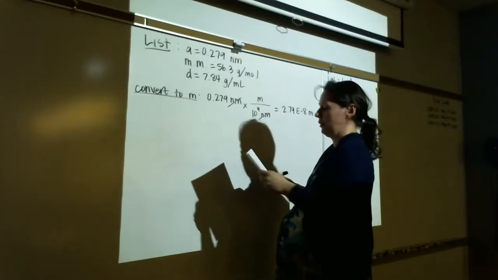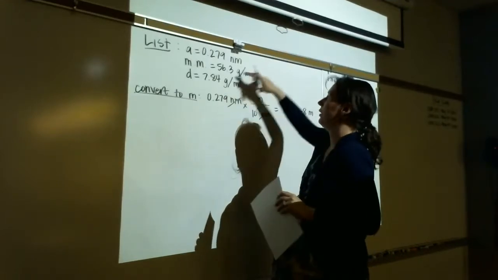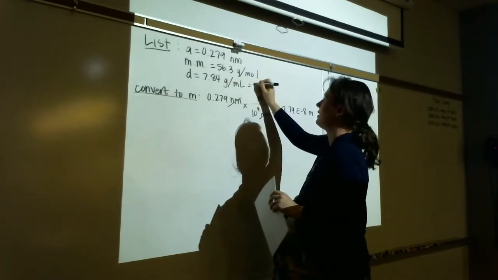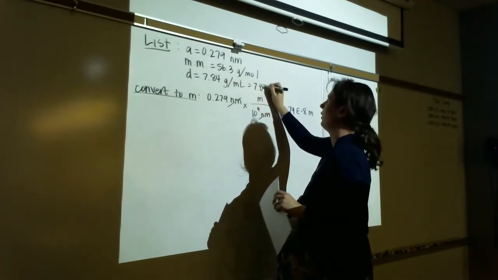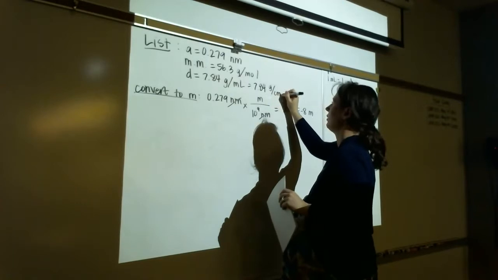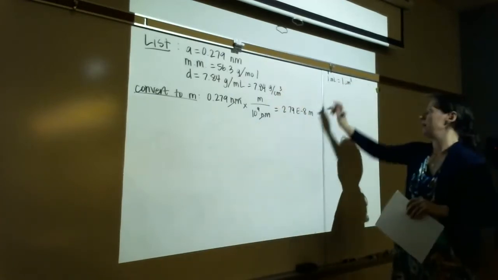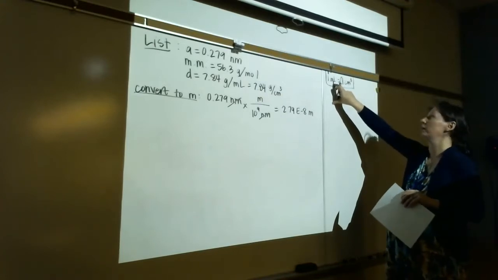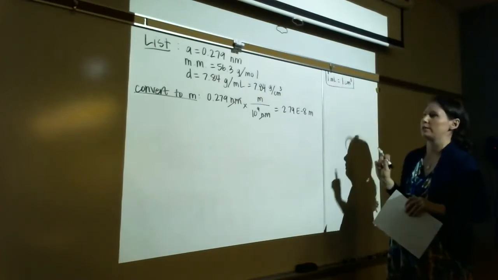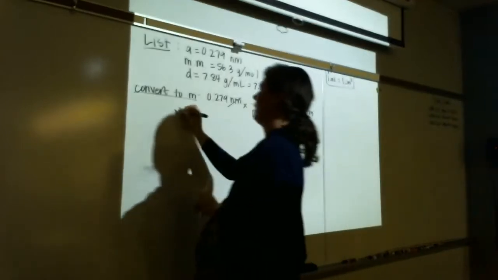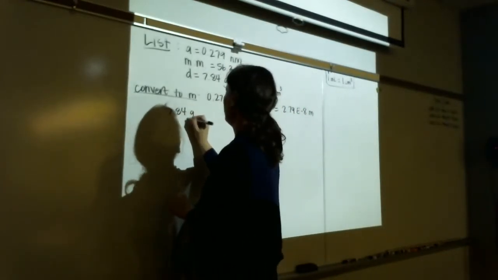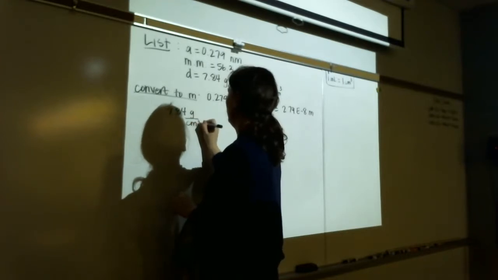And then we've got our density in grams per milliliter. So that's the same thing as 7.84 grams per centimeter cubed, right? Because you need to remember back from the beginning of the school year, a milliliter and a cubic centimeter are the same thing. So 7.84 grams per centimeter cubed.